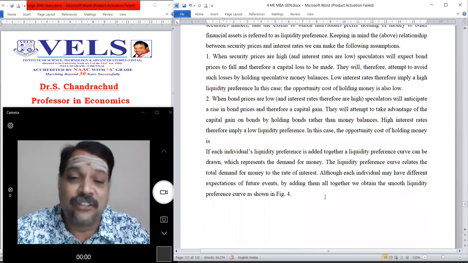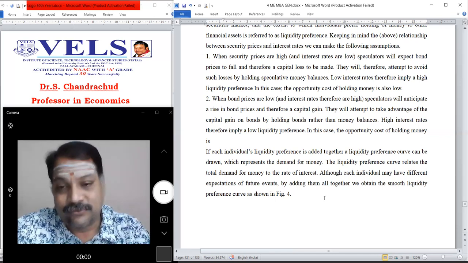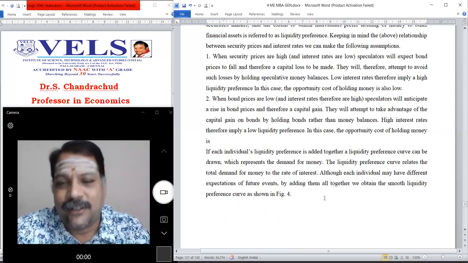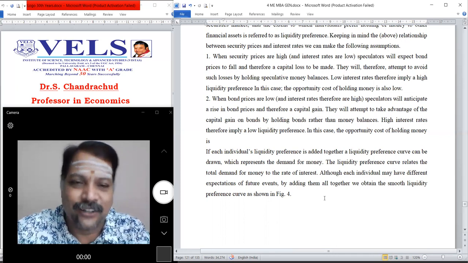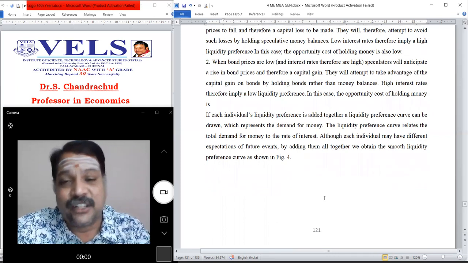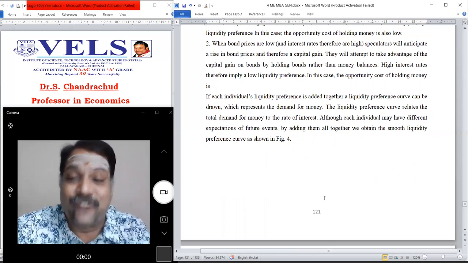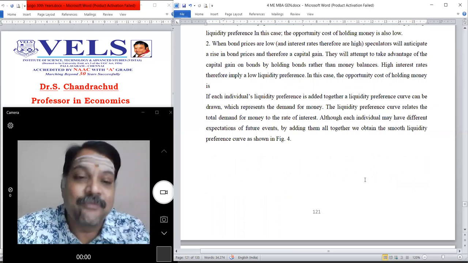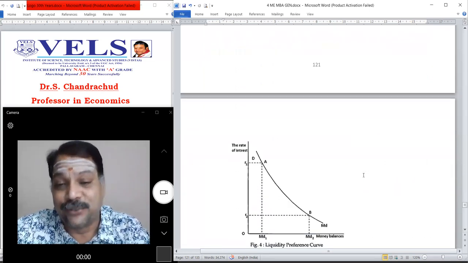If each individual's liquidity preference is added together, the liquidity preference curve can be drawn, because the aggregation of individuals becomes the nation, which represents nothing but the demand for money curve. The liquidity preference curve relates the total demand for money to the interest rate. Although each individual may have a different expectation of future events, by adding them all together, we obtain a smooth liquidity preference curve as shown in the figure. You can see.